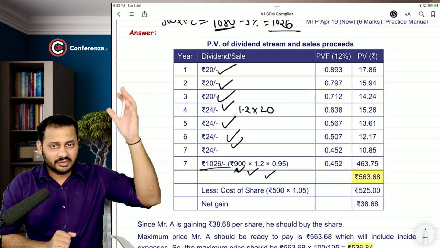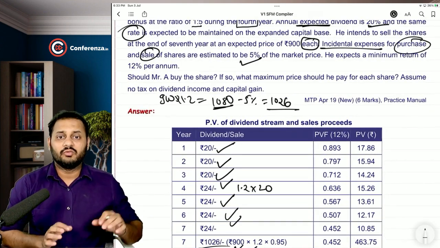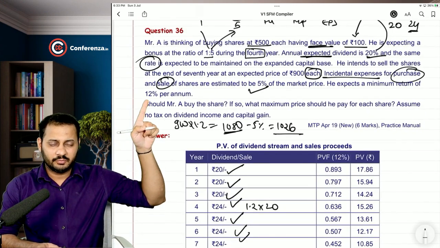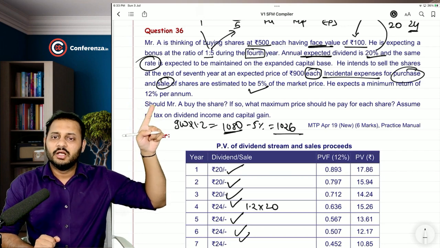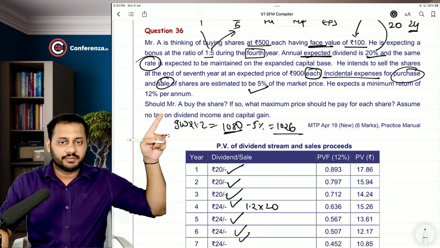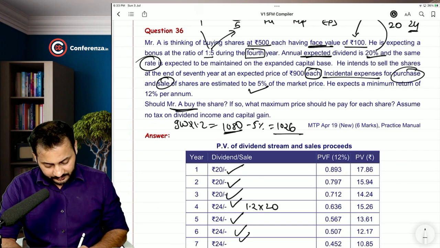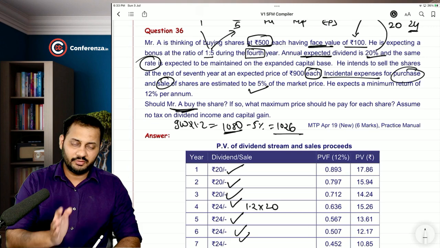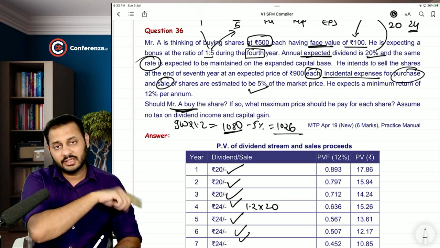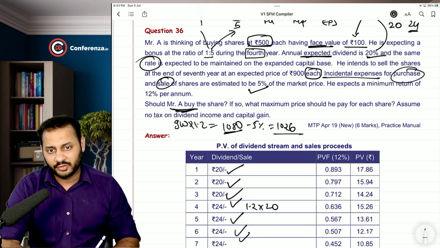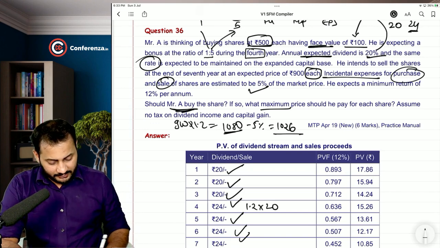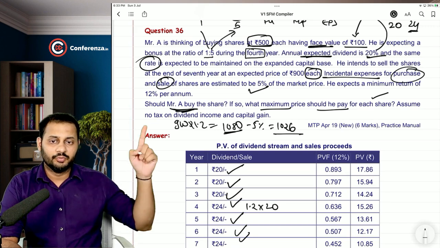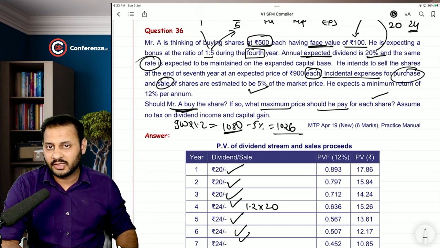Okay, so these are the cash flows. Now, what is the question, sir? Mr. A expects a minimum rate of return of 12%, that becomes the cost of equity to us. Should Mr. A buy the share? The price is 500 rupees, and today we will be buying only one share, but we will be selling 1.2 shares because of the bonus. If so, what maximum price should he pay for each share? Assume no tax on dividend income and capital gain.